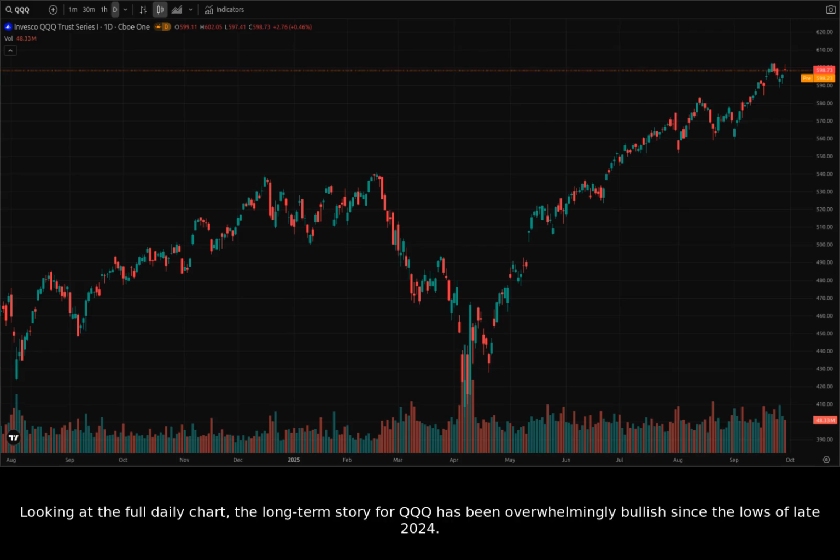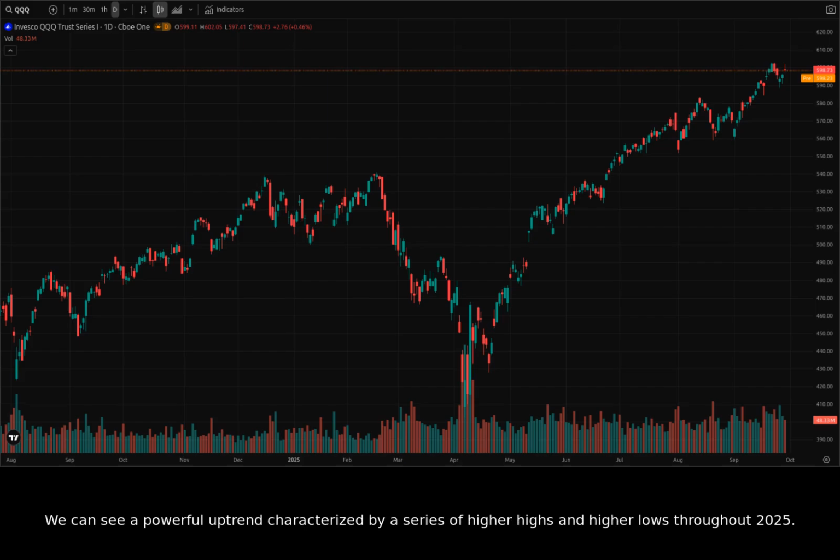Looking at the full daily chart, the long-term story for QQQ has been overwhelmingly bullish since the lows of late 2024. We can see a powerful uptrend characterized by a series of higher highs and higher lows throughout 2025. The market has consistently found buyers on dips, pushing to new all-time highs. However, this uptrend has not been without significant volatility, which is crucial to understand. Let's zoom in on a particularly wild period earlier this year in April to see how quickly sentiment can shift.